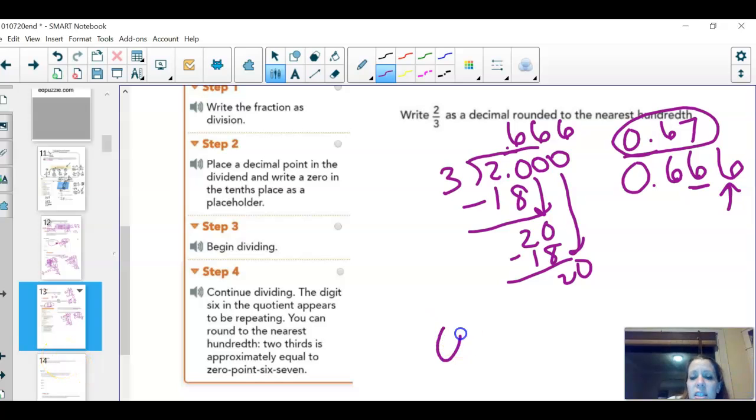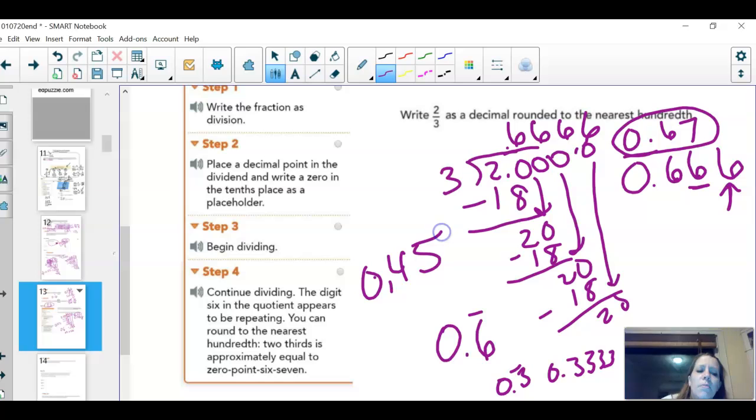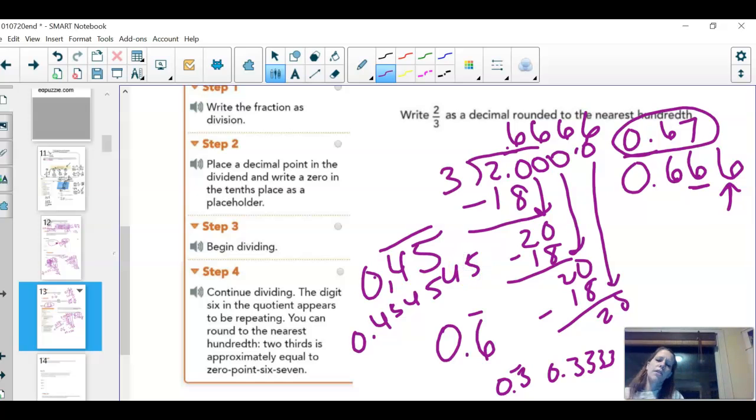If the 6 continues to repeat, which is what it's going to do, it doesn't matter how many of these I drop, I will keep getting 6. It goes on and on. You're going to say 6 repeats. 6, I put a little line, necesitas escribir en línea. That means 6 repeats. If I had 0.3 like this, it goes 0.3333. If I had 0.45, it'd be 0.454545. Esta línea está diciéndome que necesitas repetirlo. Okay, this is telling me that I need to repeat it.